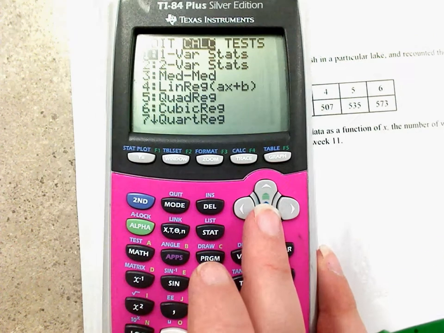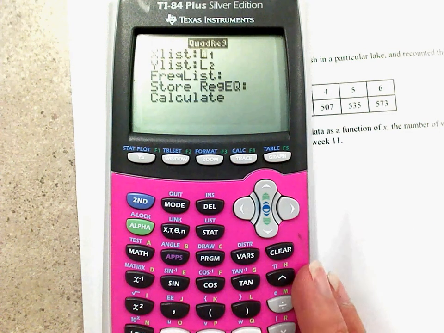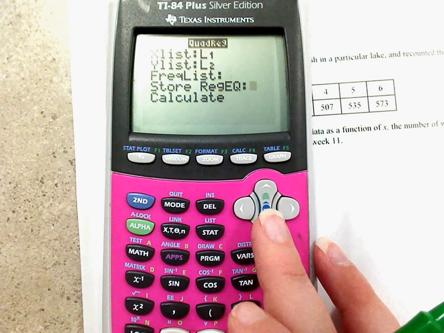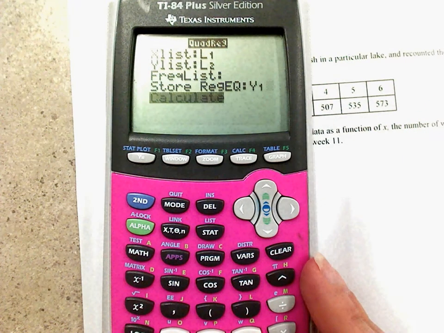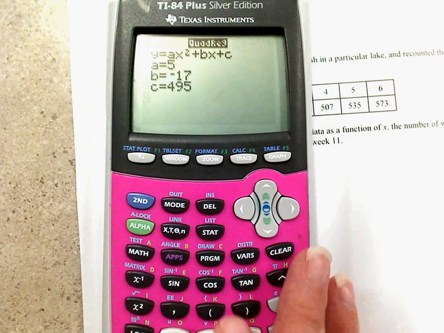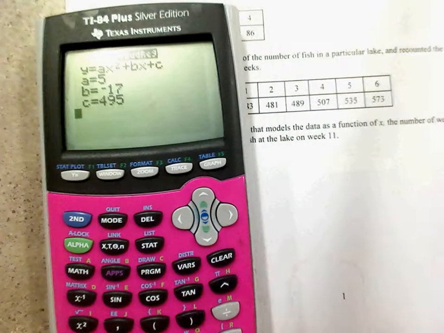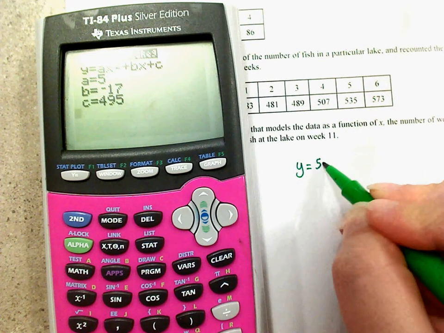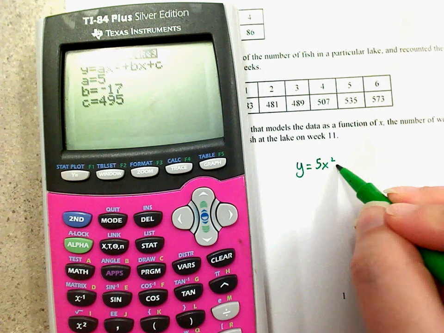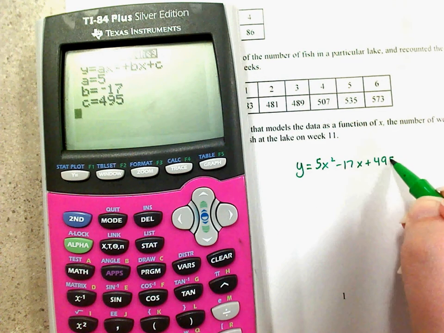Do I want to store it? Alpha trace, y1. We don't always use it, but it's a good habit to have that because we want to use it now. 5, negative 17, and 495. So y equals 5x squared minus 17x plus 495. Okay, guys, that's half of my answer.